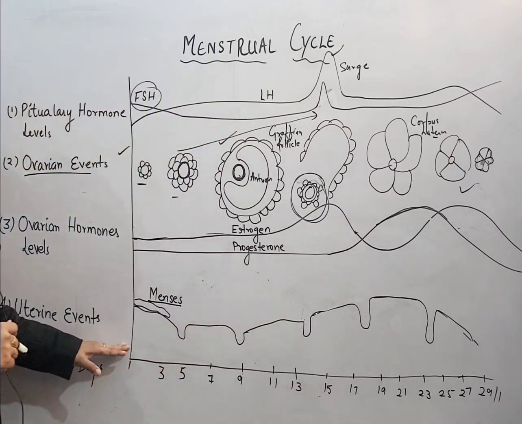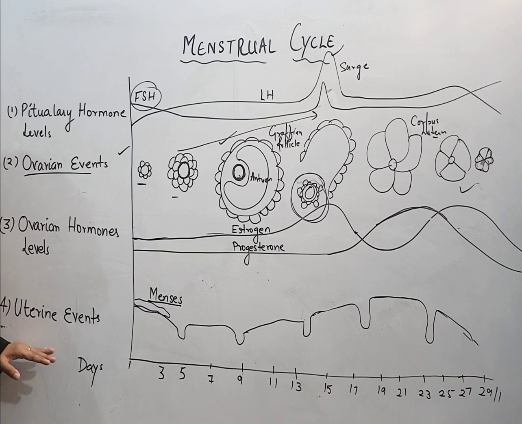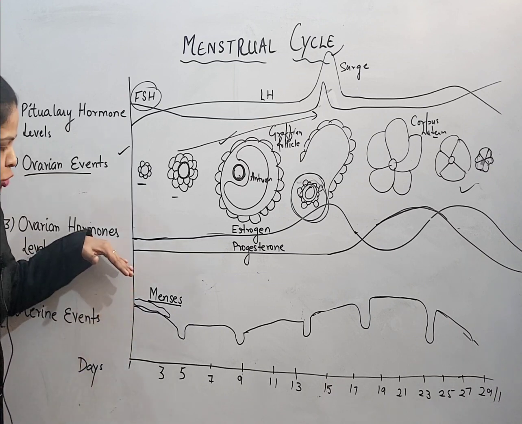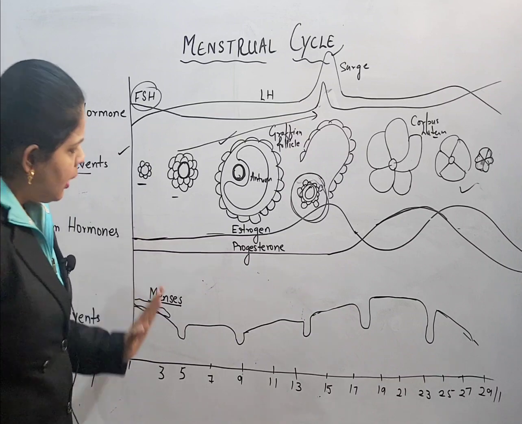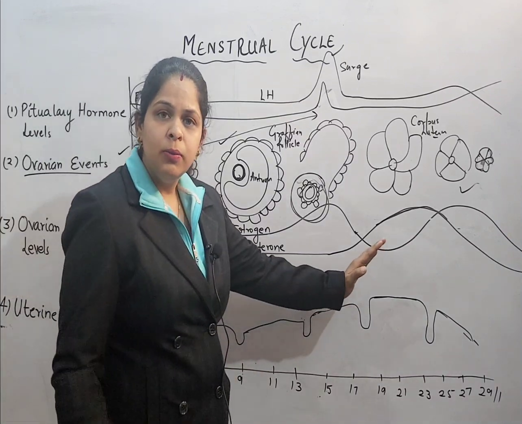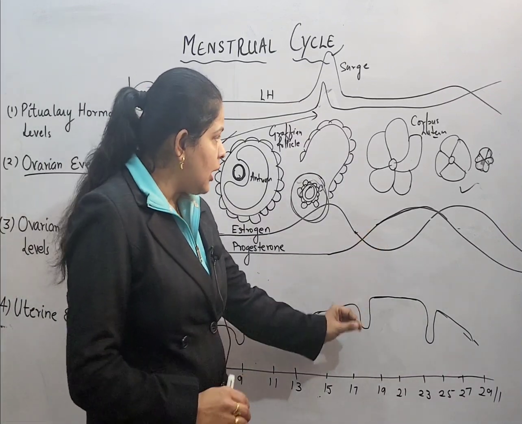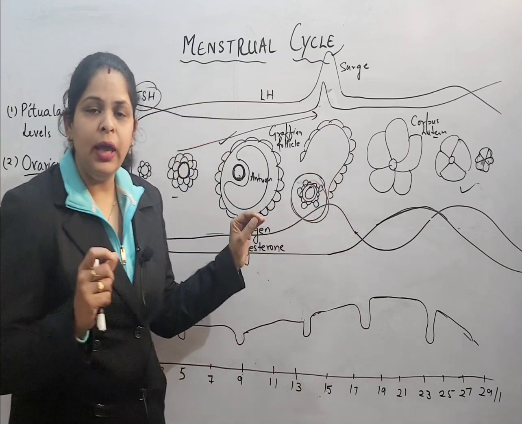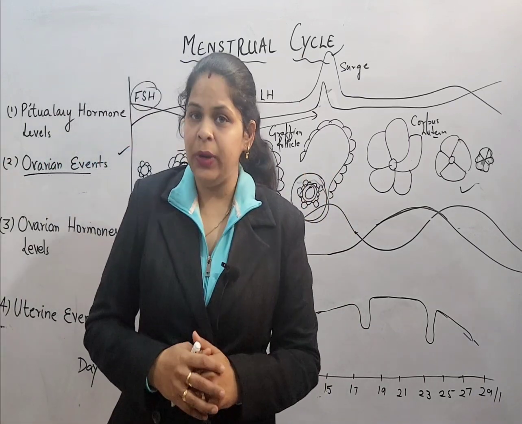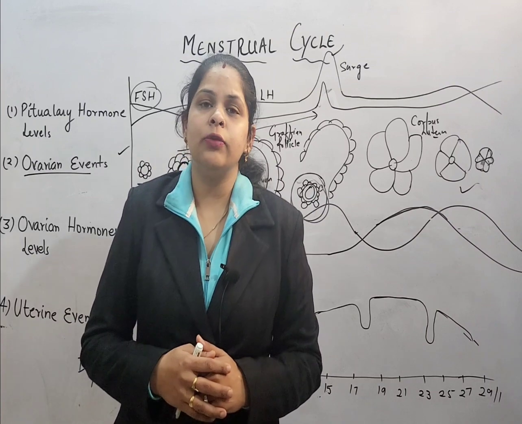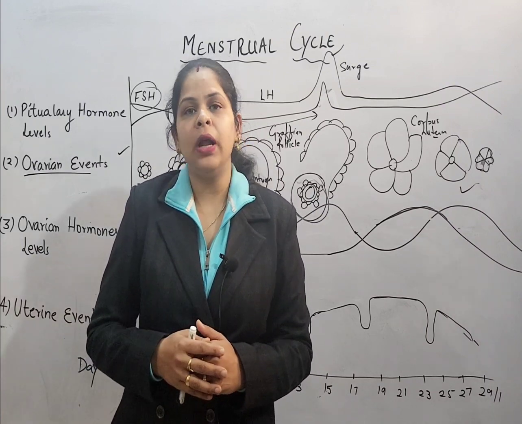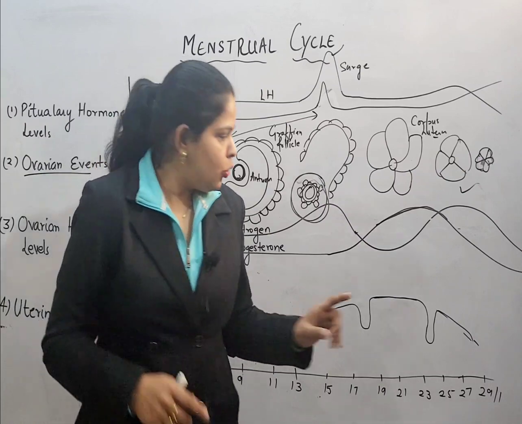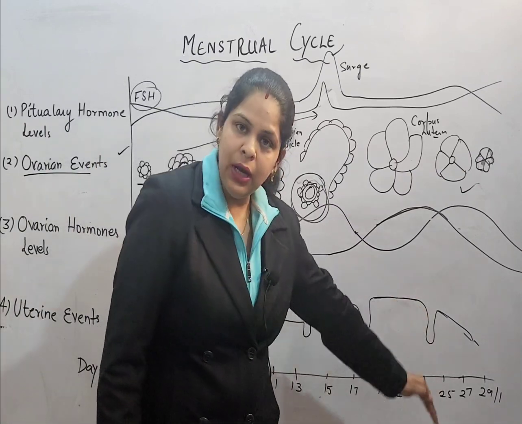Next, endometrium, meaning uterine events. What is happening inside the uterus? Your endometrium is shed off in the first 5 days. Again it starts making itself, so that in case of pregnancy, the egg released by ovulation will come in contact with the sperm and form the zygote, and the zygote needs to be implanted in the uterus wall. So the endometrium is making itself again.